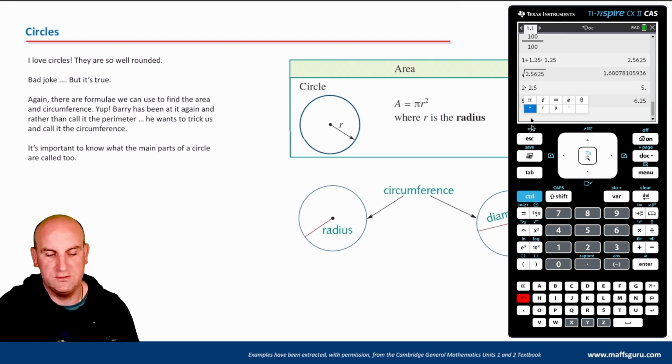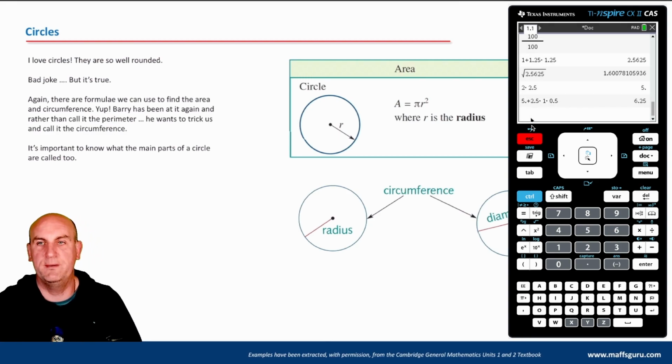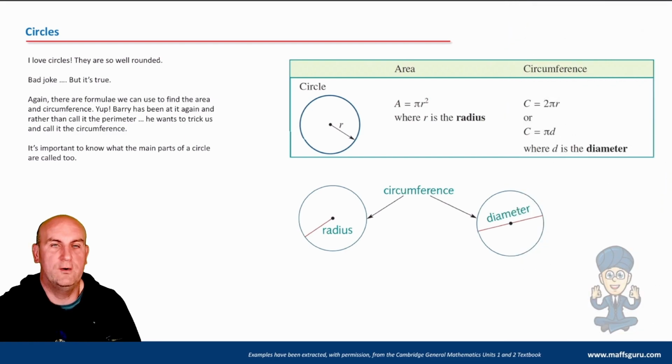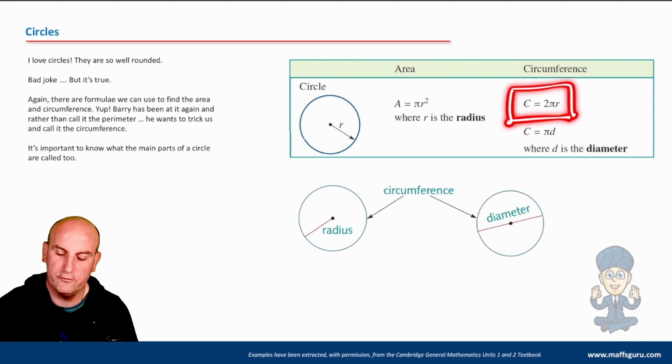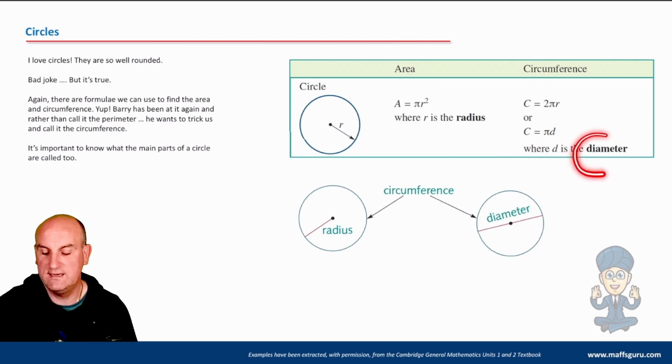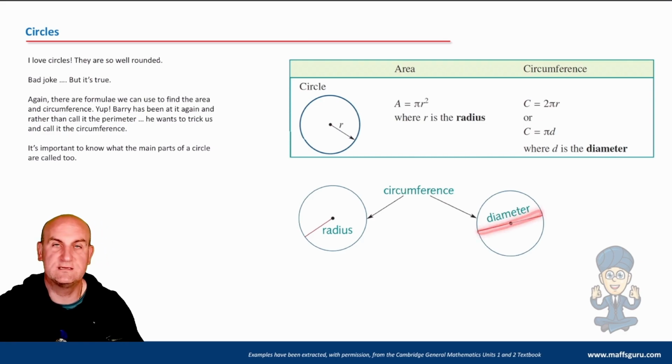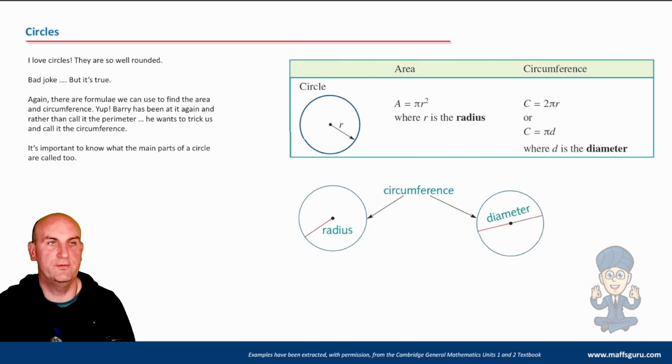For the ClassPad users, you guys are really lucky because I think you have a separate pi button. Why do we not have a pi button on its own? But anyway, that's it. The area is given by pi r squared. The circumference is given by either 2 times pi times the radius or pi times d, where d is the diameter. And again, the radius is from the center to the edge. The diameter is from one edge to the next, passing through the center.